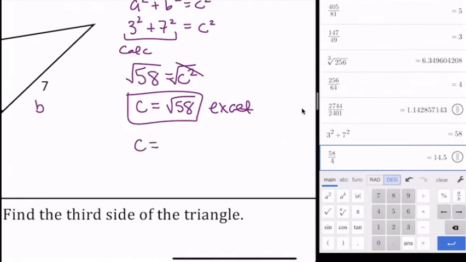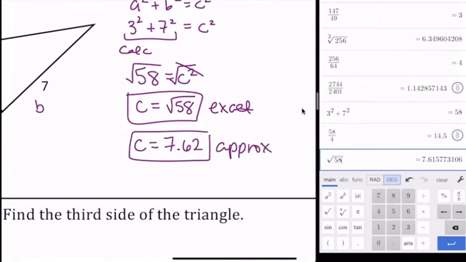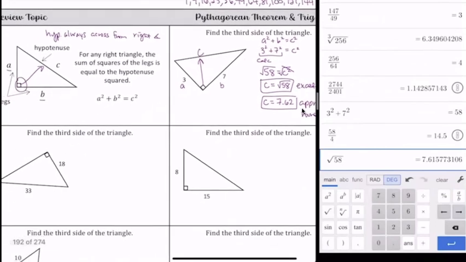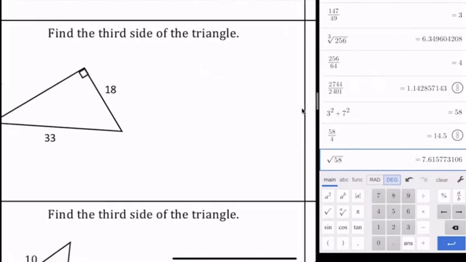And then for the approximate, we'll just type into the calculator, what is the square root of 58, and then just round. We got 7.615773106. I'm just going to round to the hundredths place, so 7.62. And that's how you do it. Hopefully this feels like a review from geometry. Let's try one more together, and then you can try the other ones.